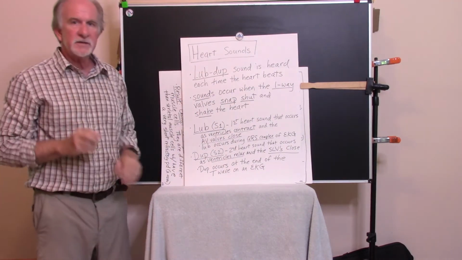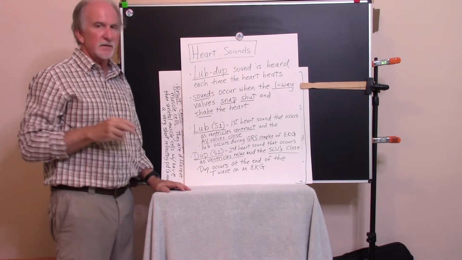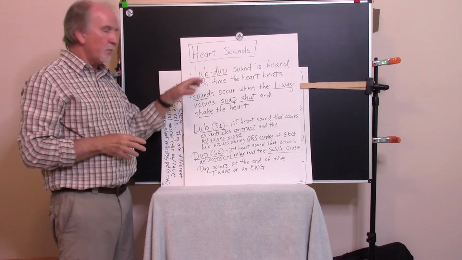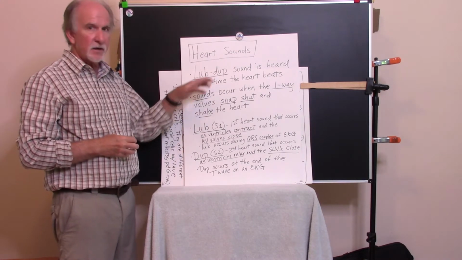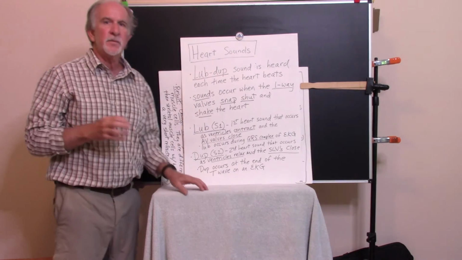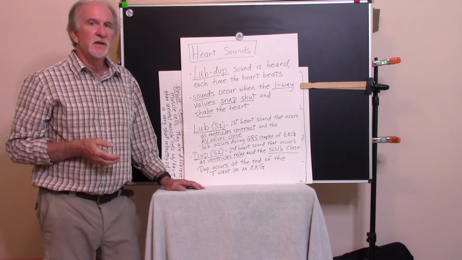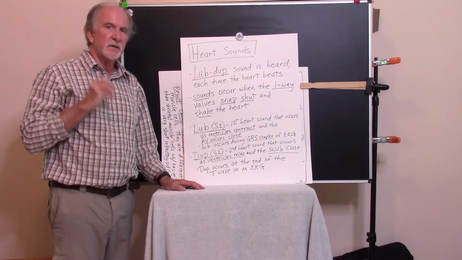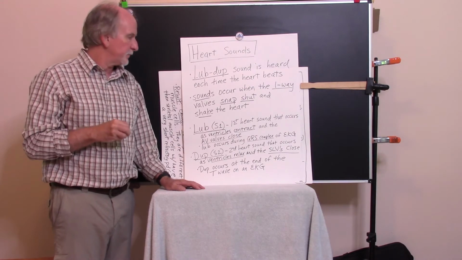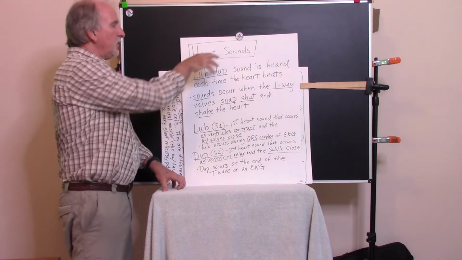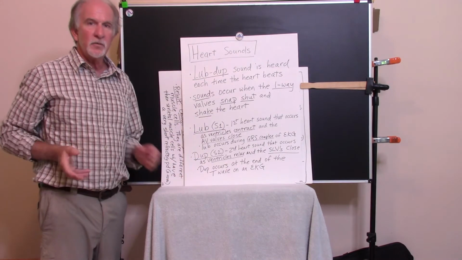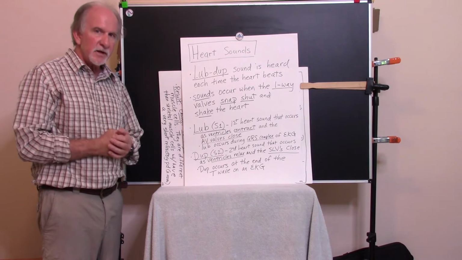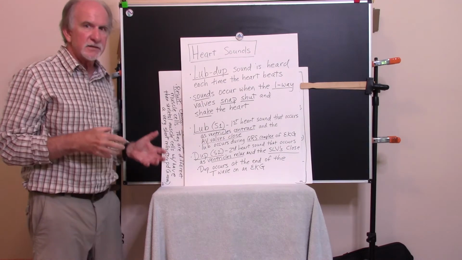The heart makes two sounds as it beats one time. And these sounds would be a lub sound and a dup sound. So if you put your ear to someone's chest, each time the heart beats once, you can hear lub dup, lub dup, lub dup. The heart sounds occur when the one-way valves snap shut. And when the one-way valves snap shut, the heart shakes and creates a sound.